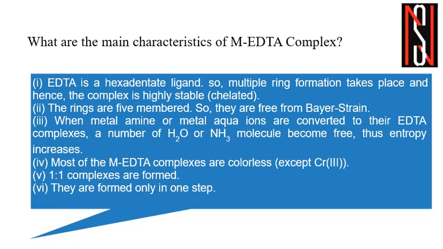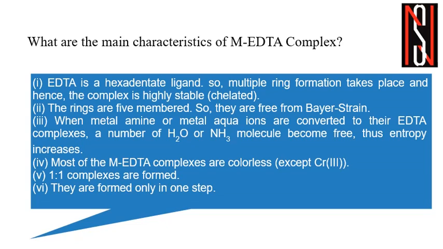Now we will learn about the main characteristics of the metal EDTA complex. So far we have learned why EDTA is most widely used in this kind of complexometric titration, but now we will mainly look into the main characteristics of this kind of metal EDTA complex. First of all, as we know, EDTA is a hexadentate ligand, right? So multiple ring formation can take place, and hence the complex will be highly stable due to this chelating behavior of the EDTA ligand.